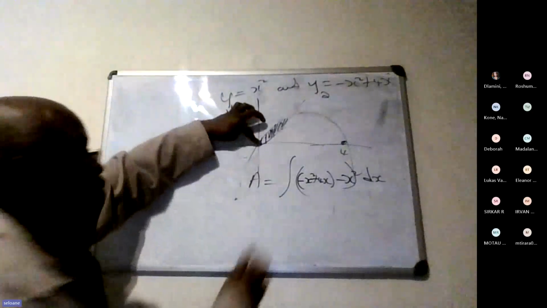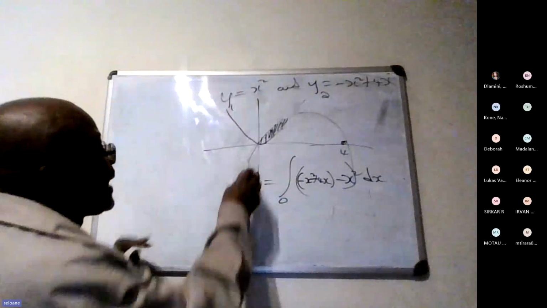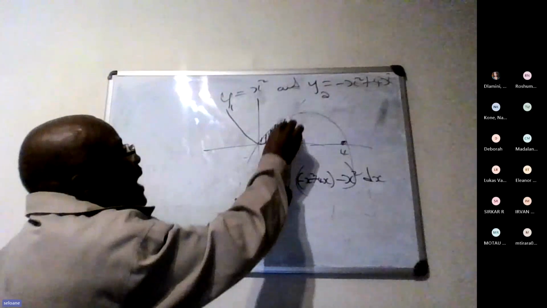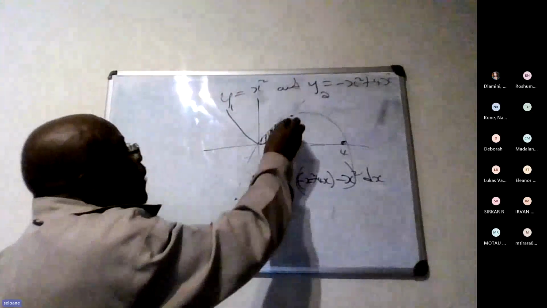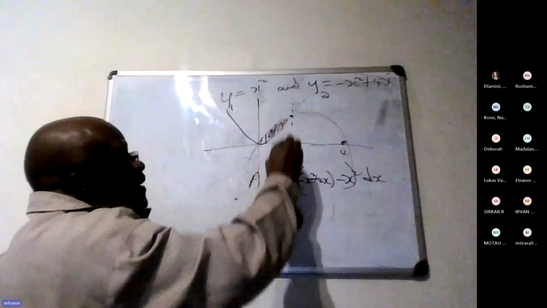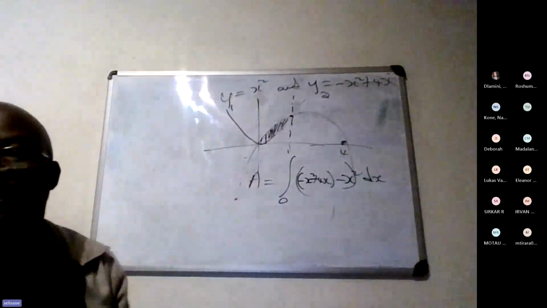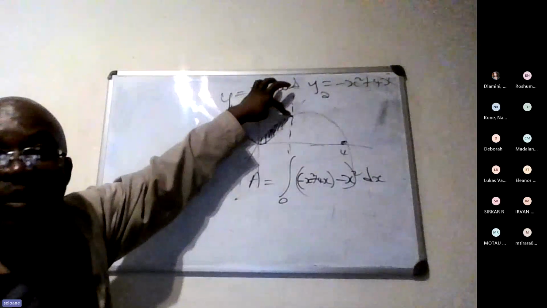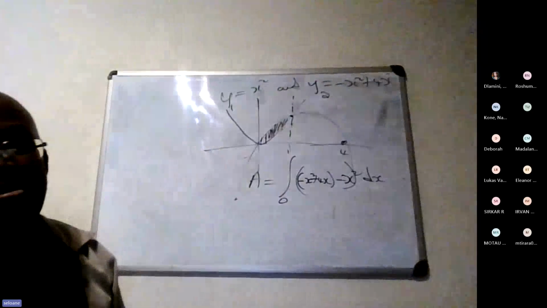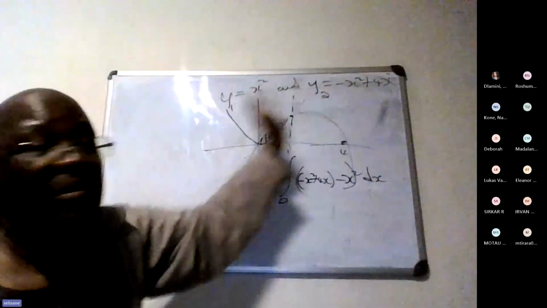It starts here, where x is 0. Now, it continues until somewhere here. And what is x here? It will be the x here, which is the point of intersection between the two. How to find the point of intersection of these two?